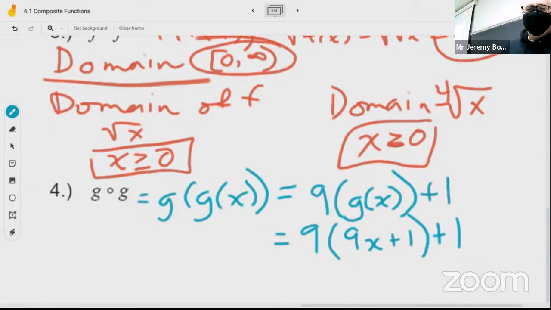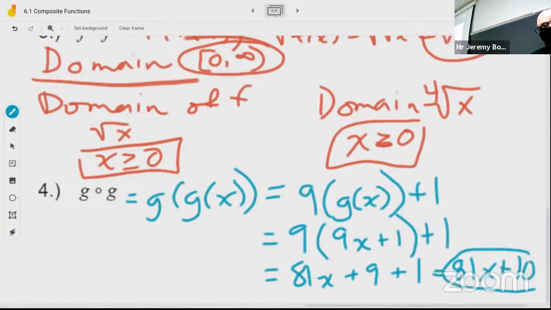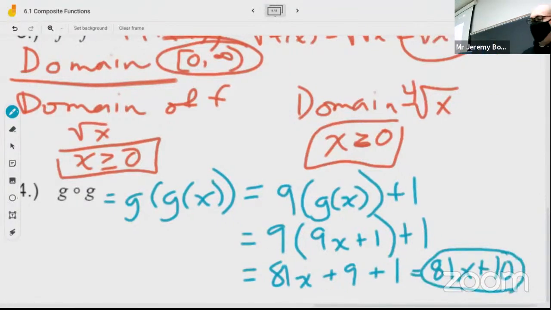And we can simplify this a little bit. I can distribute the 9, go to the 9x, also goes to the 1. And so this is going to be 81x plus 9 plus 1. So 81x plus 10. That's going to be our composite. Any questions on that? Nope.